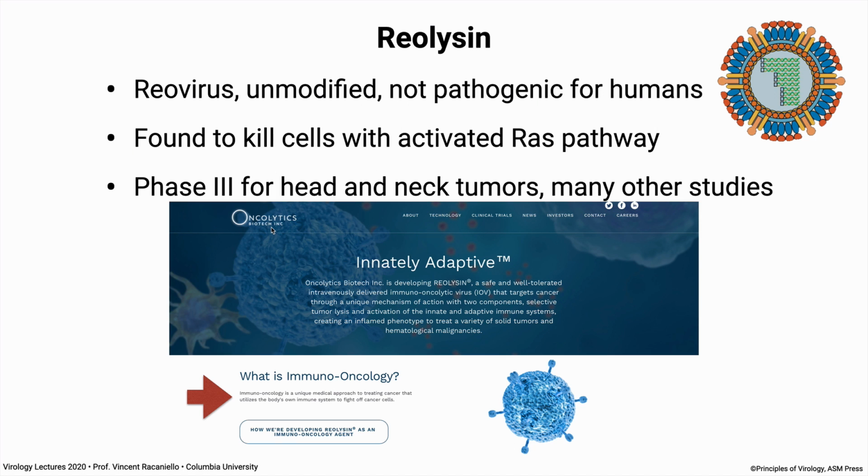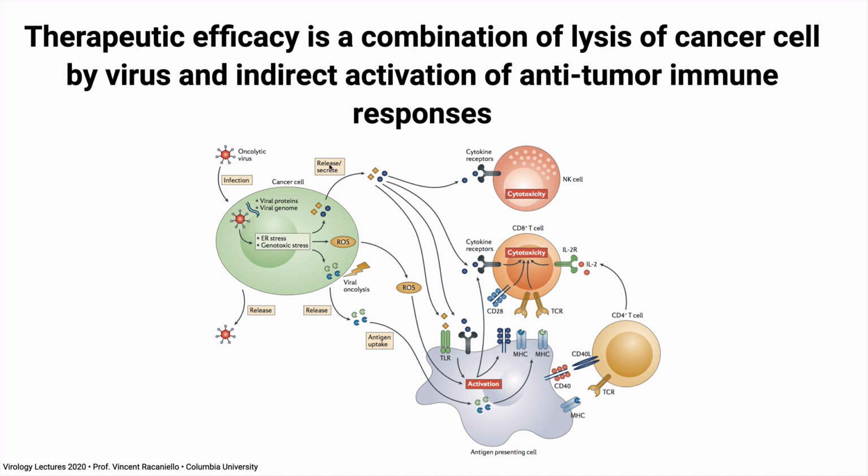And here's the company, Oncolytics Biotech. And I put it up here just to show you this slogan, innately adaptive. So that in the end, the therapeutic efficacy of these viruses turns out to be a combination of the virus killing the cancer cell, but also activating anti-tumor immune responses. So the virus infects the cancer cell, it kills it, but the dying cell releases mediators that attract immune cells of various sorts, which will then recognize and kill the tumor cell as well.